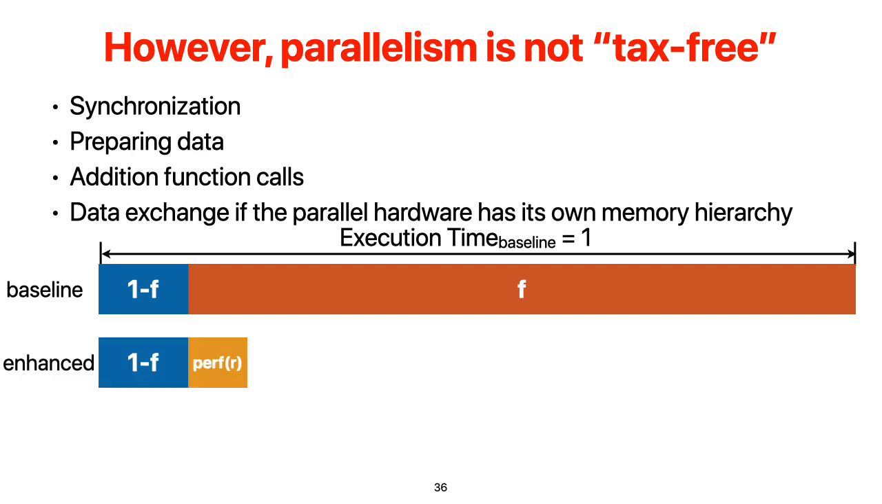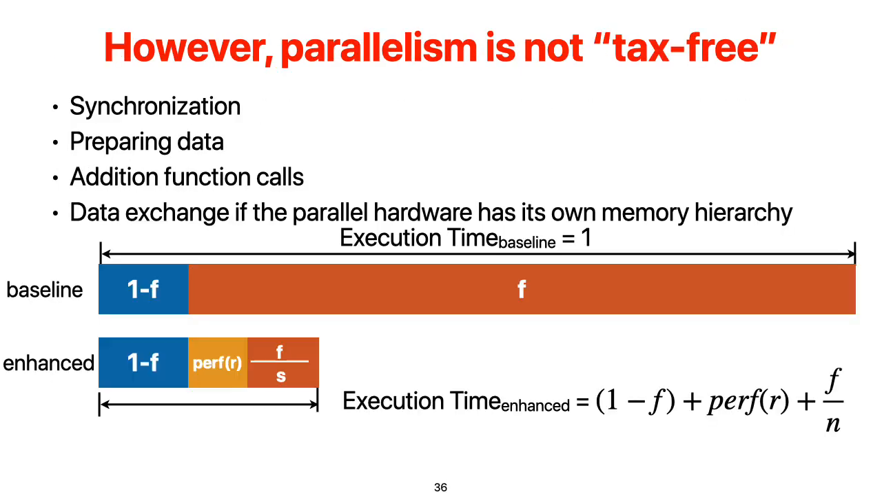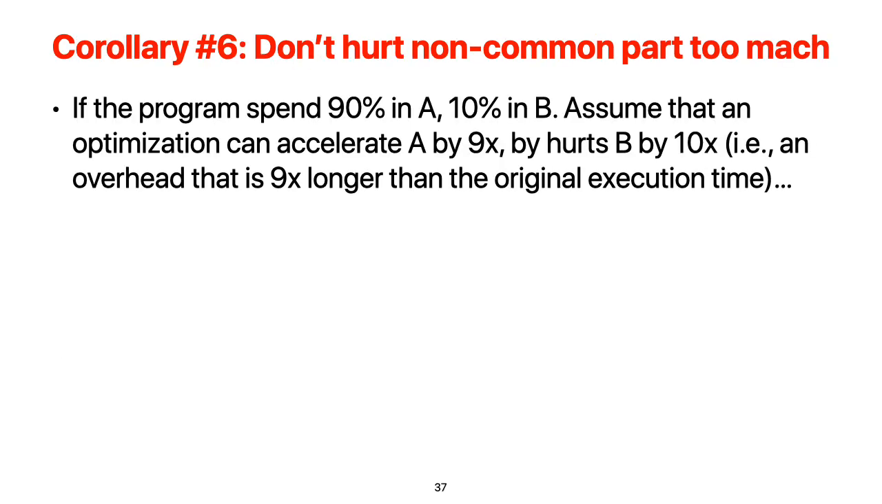In fact, most of the time you will have some kind of overhead added into your enhanced version. So it turns out the original Amdahl's law won't apply directly. You have to add, like in this example, a performance rescaling function R to evaluate the overhead of running the program in parallel. If this overhead is too significant, which means we are hurting the non-common part, the less time-consuming part, then it would actually burn out our performance gain.